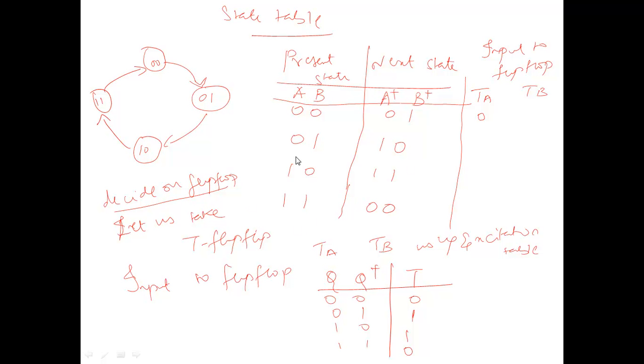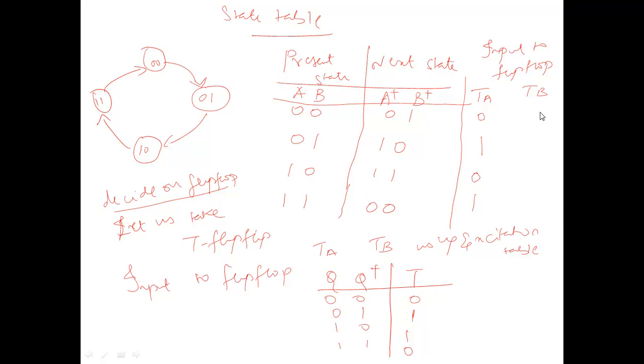Similarly, in the next row, you have A is 0, A plus is 1. For the 0, 1 combination, you have 1 here. The next is 1, 1. A is 1, A plus is also 1. For the 1, 1 combination, the input to the flip-flop T is 0. Next, for the 1, 0 combination, the input is 1. So you completed the input to the flip-flop TA.